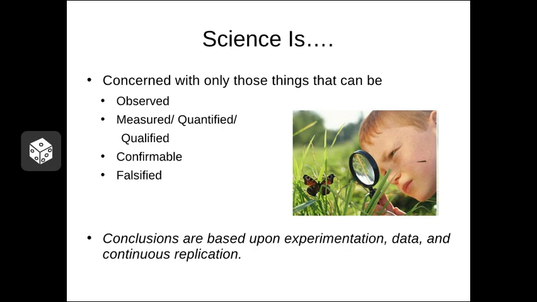For instance, if you look at this little boy observing this butterfly, he can make quantifiable observations by making measurements, by counting the scales, by counting the legs. He can also make qualified observations by looking at the color, the intensity. He can make a description of that organism. It's not what he feels about the butterfly or what he believes about the butterfly, it's what he can observe. So in science, our conclusions are based upon experimentation, data, and replication. That means that we can perform an experiment more than one time and get similar or the same results.